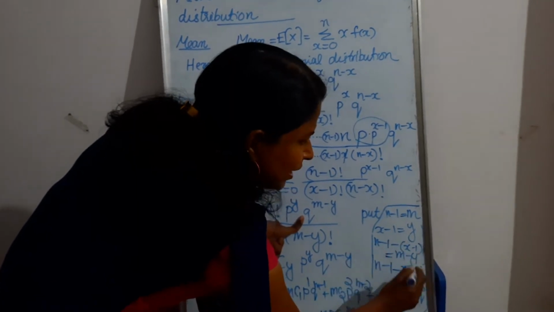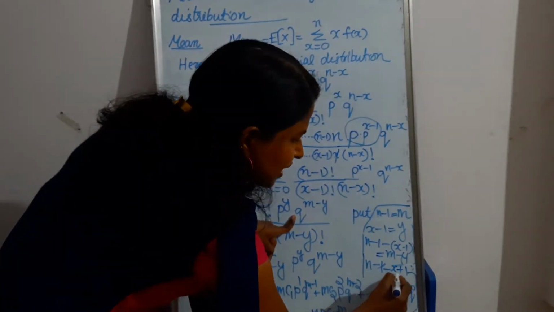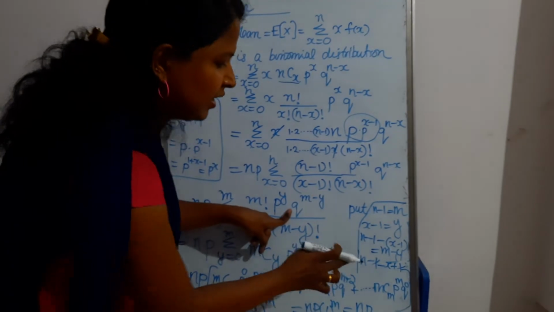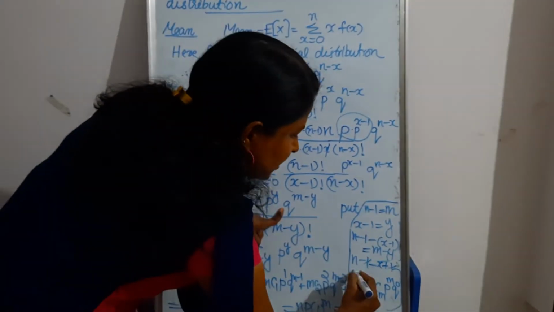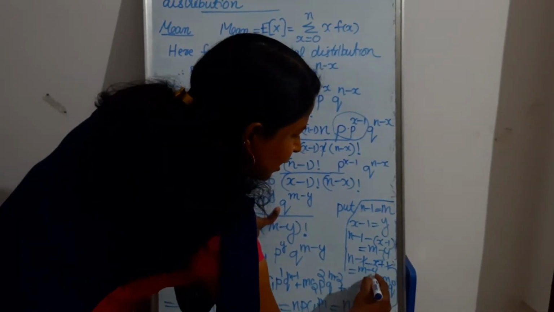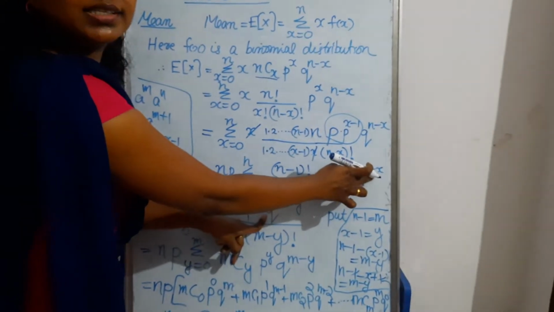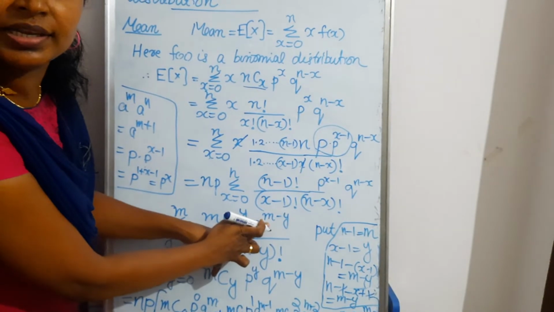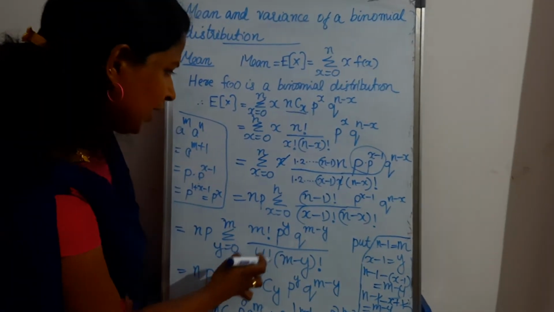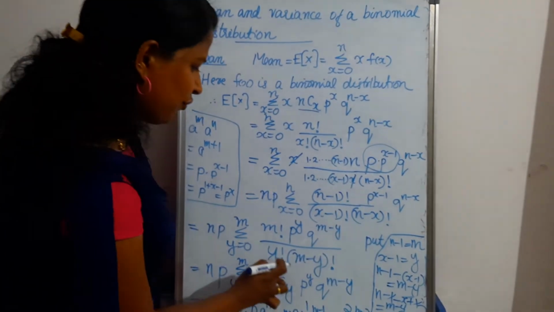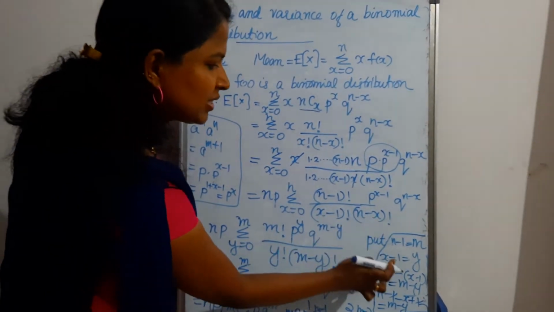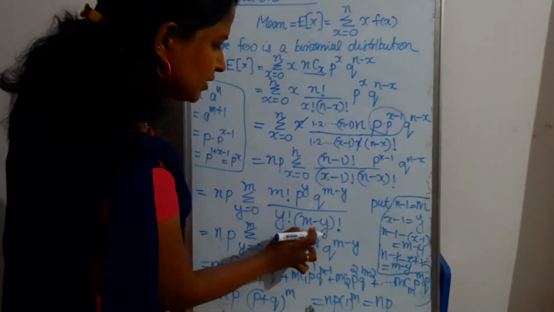This minus into minus 1 plus 1. So minus and minus 1 and plus 1 cancel. This is n minus x. n minus x is equal to m minus y. That is, n minus x is equal to m minus y. And x minus 1 is y factorial. n minus x is m minus y factorial.